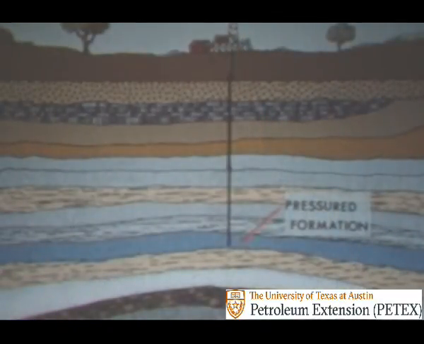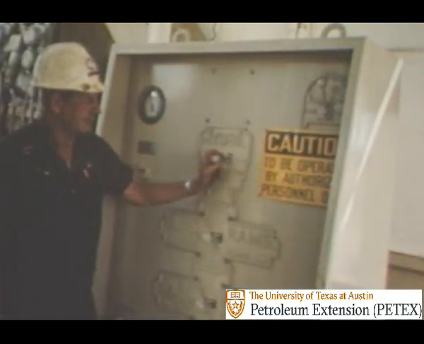But now the hole enters a pressured formation. As a result, the level of the mud in the pits begins to rise. Looks like we've got a kick. The driller closes the annular blowout preventer to shut the well in.